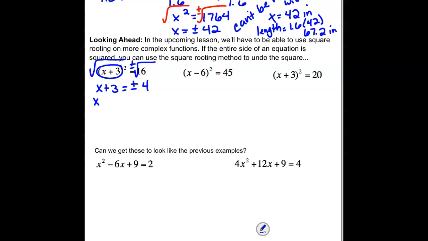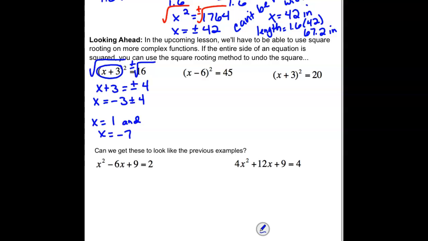Subtracting our 3 to the other side, we get negative 3 plus minus 4. And now I do want you to figure out what that is. Negative 3 plus 4 would be negative 1. Sorry, negative 3 plus 4 would be positive 1. And negative 3 minus 4 would be negative 7. So we are getting two answers again. It's just we're not getting a plus minus the same value.